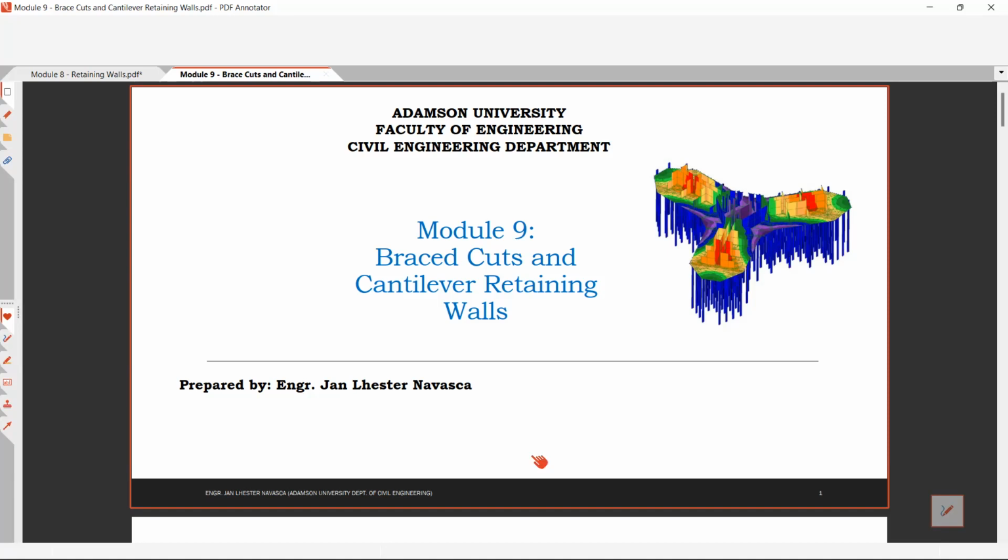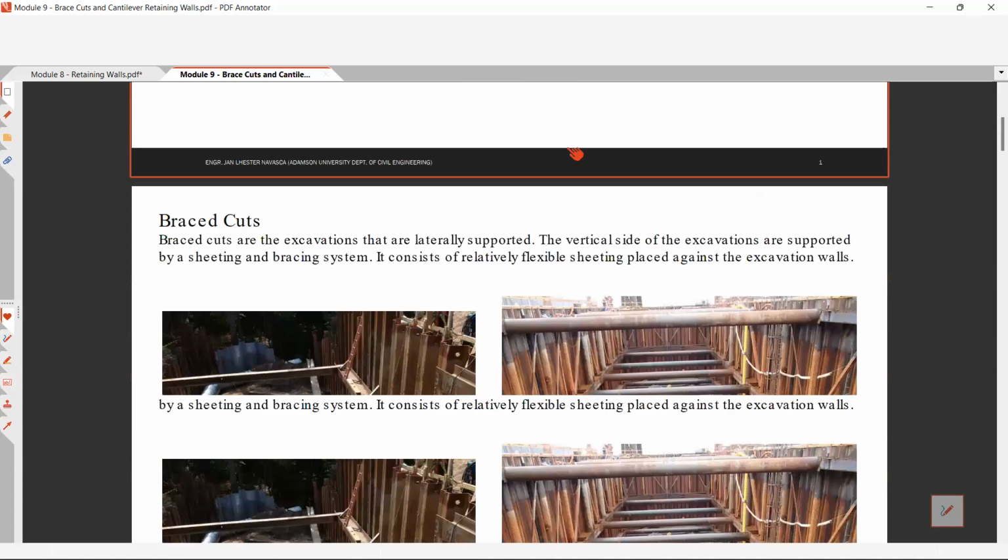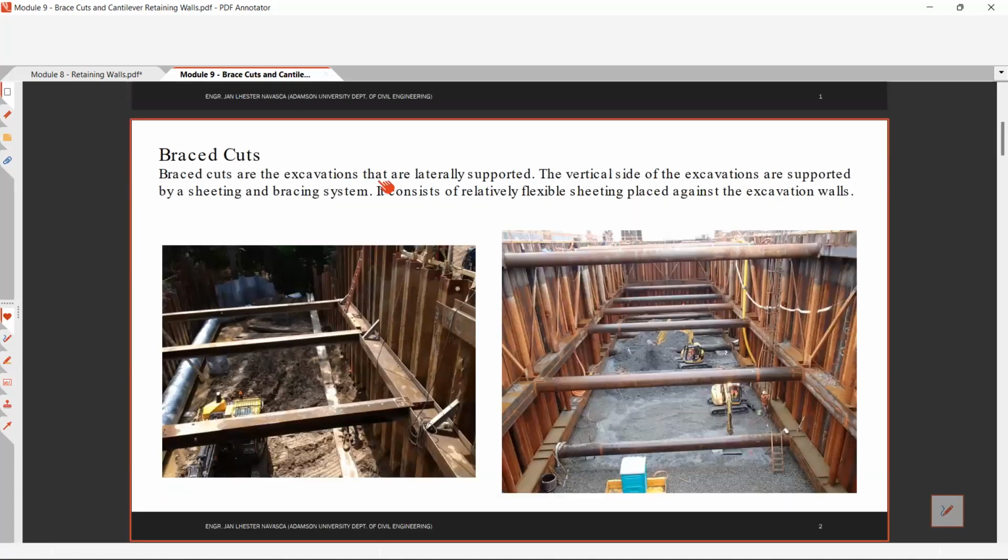So this one is brace cuts. Brace cuts are the excavations that are laterally supported. The vertical side of the excavations are supported by a sheeting or a bracing system. So it consists of relatively flexible sheeting placed against the excavation walls.